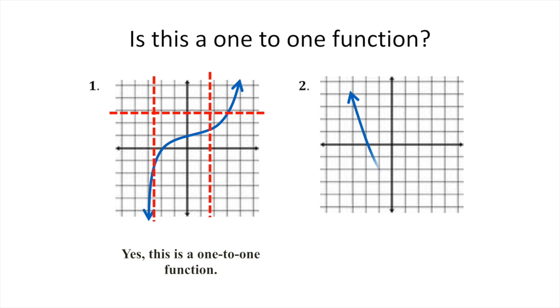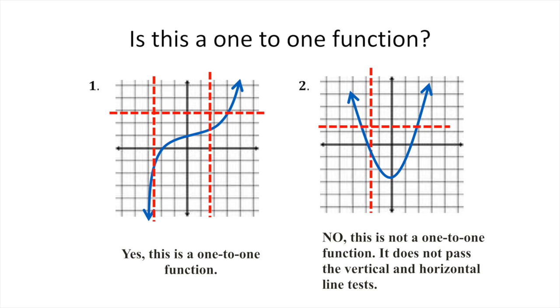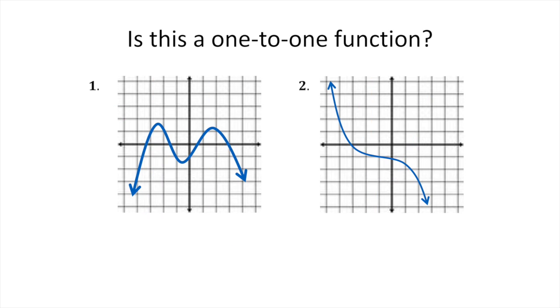Let's take a look at another one here. This one here is a function. If you draw a line straight up and down here, it only intersects once. That one is a function. However, if we draw a line side to side, it intersects more than once, so this one is not a one-to-one function. So it does not pass the vertical and horizontal line test. That's what we consider a one-to-one function. And in order to find an inverse of something, it's got to be a one-to-one function. So that's where it's going to become important.